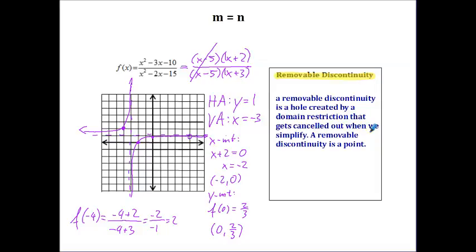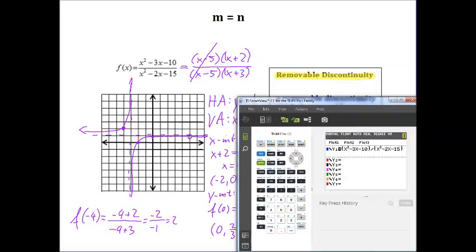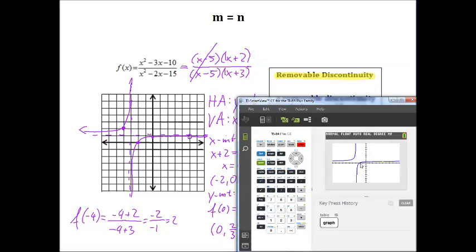This is what we did, right? And a removable discontinuity is just a point. It won't lead to an asymptote. It's just a point, and that point we have to leave blank in our graph. Let's take a look how our calculator did this. Here we got our function that I already put in, and if we look at our graph, look how this part goes to positive 5, and here we have a hole where there are no pixels. This is a hole, and we call this a removable discontinuity.